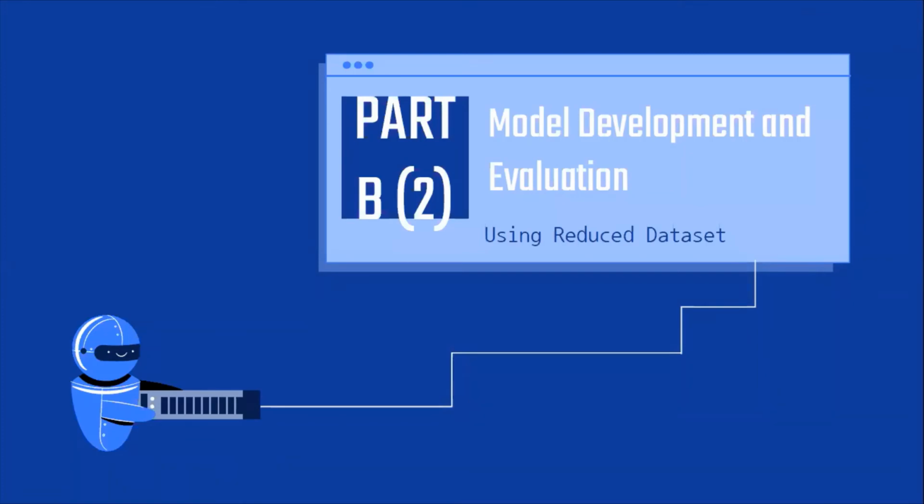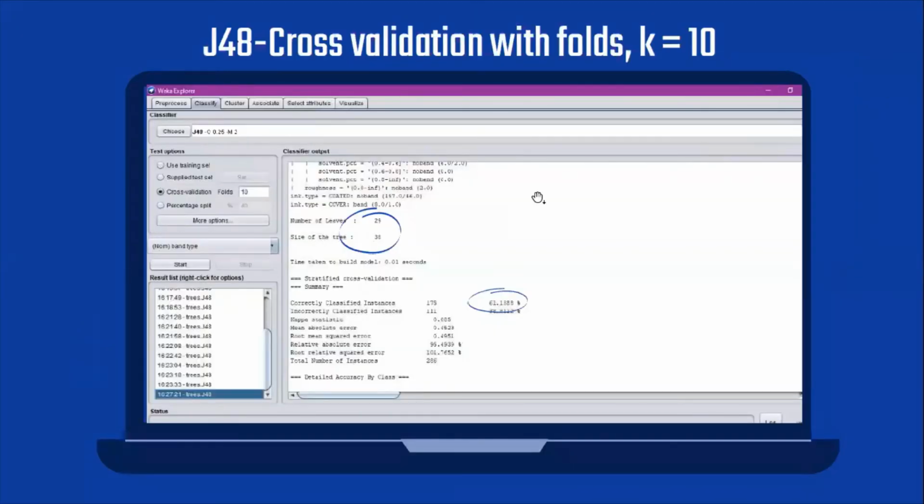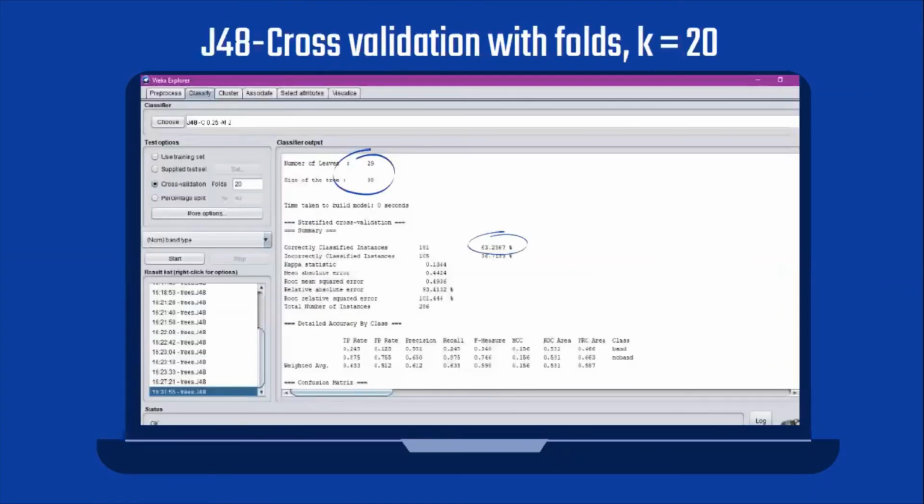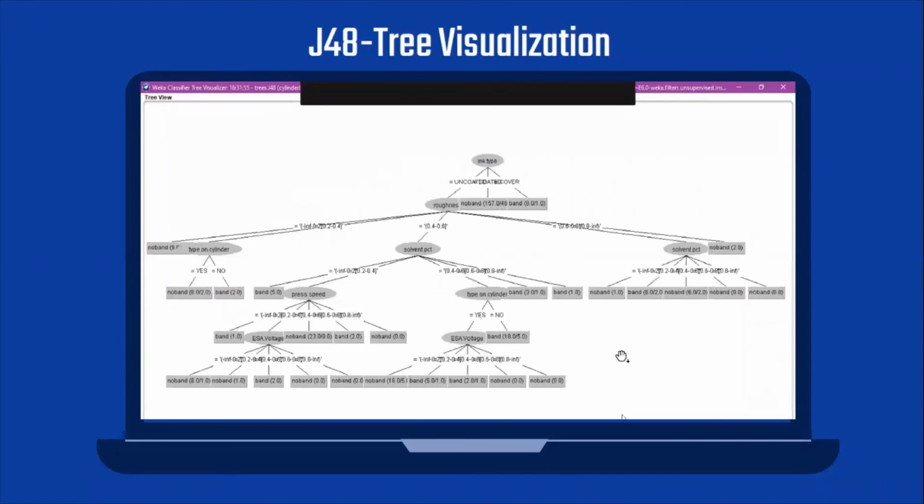And then we run again the model development and evaluation, but this time we use the reduced dataset. The first one, using cross-validation folds 10, we get an accuracy of 61.1888%, and we visualize the tree. Next, we use cross-validation folds 20, and we get an accuracy of 63.2867%, and we visualize the tree.